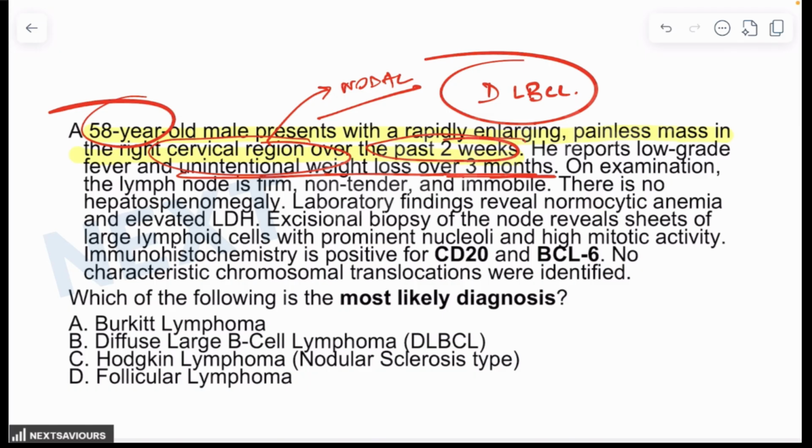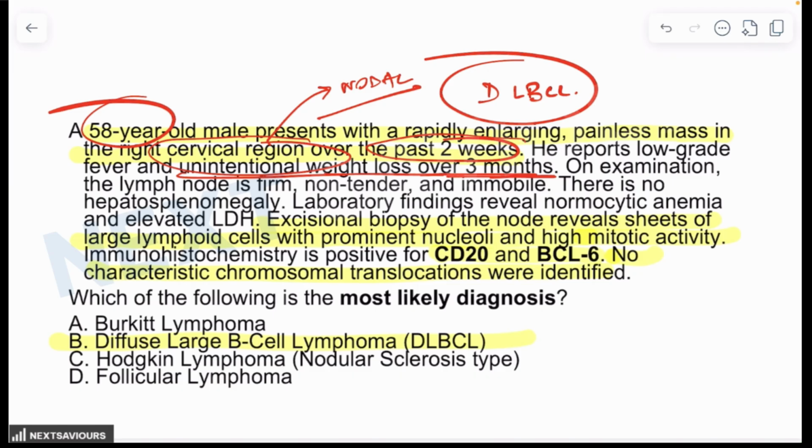Now, look at the key histology and their markers. If you look at the biopsy findings, the excisional biopsy of the node reveals sheets of large lymphoid cells with prominent nucleoli and a high mitotic activity. So, this confirms that you are dealing with the answer of diffuse large B cell lymphoma, and also there is a positivity of CD20 and BCL6 with no characteristic translocation. So the answer for that question is very simple.